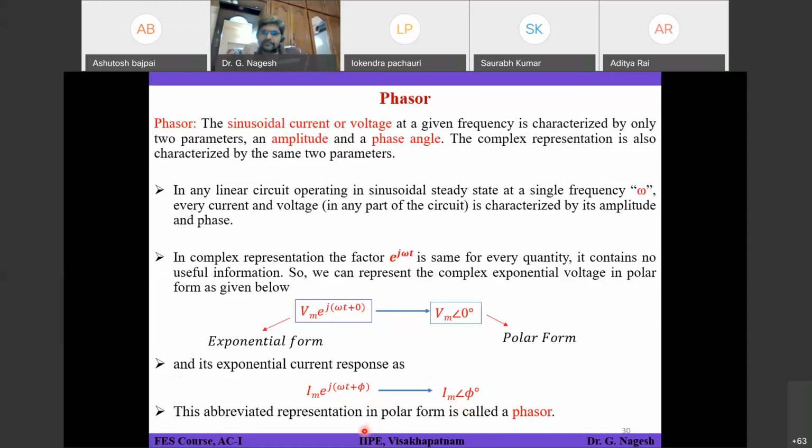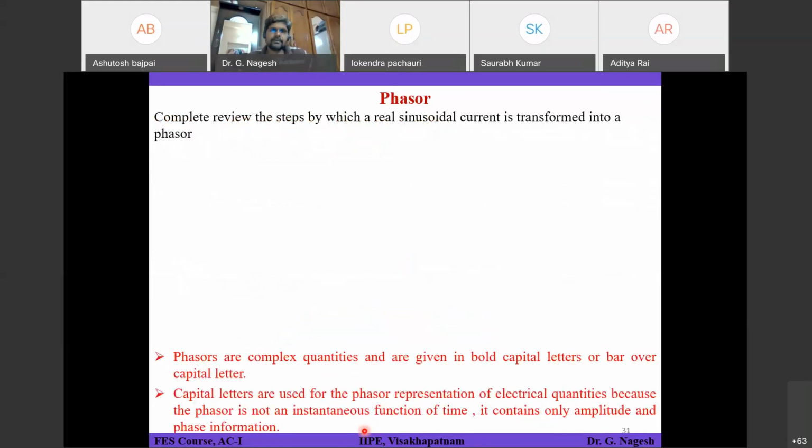So next time they will simply give you some voltage in phasor form. This is the magnitude and that is the phase angle, and they will specify omega is this much, and so on. Right. So we can solve your circuit using these phasor quantities. Now we'll see the complete process of how we reached a phasor value.